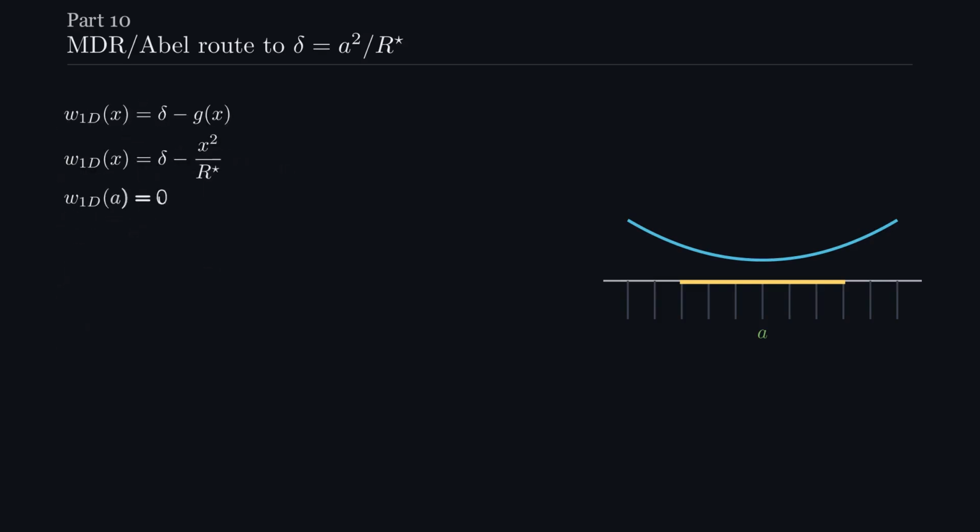The one-dimensional spring displacement is indentation minus the transformed profile. At the contact edge, that spring displacement is 0. This gives delta equals a squared over R star. This is not merely undeformed geometry. It is an elastic compatibility relation.